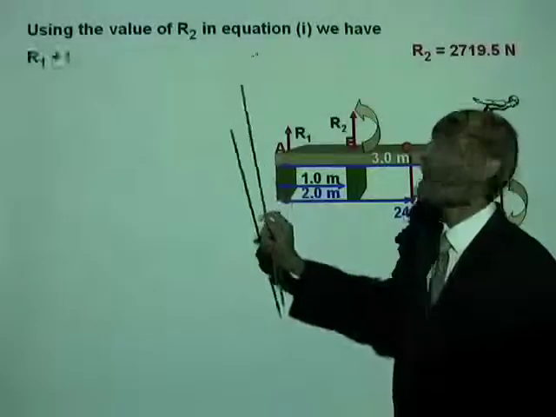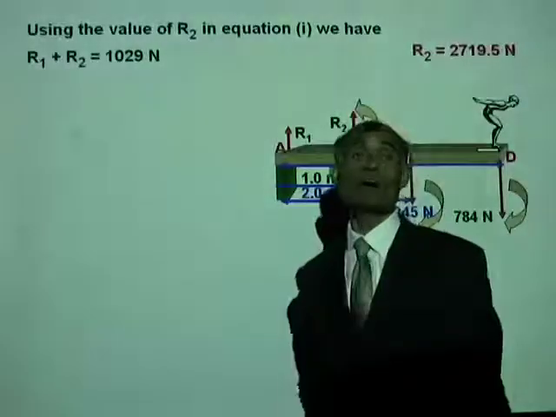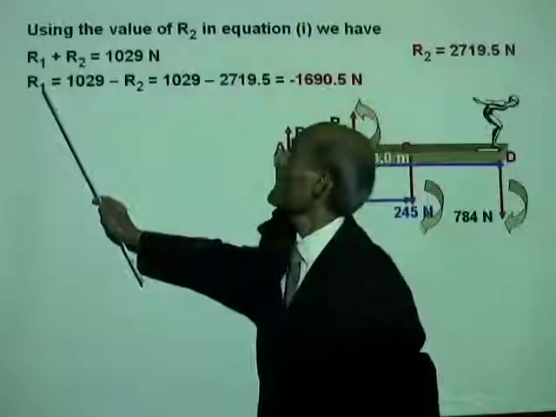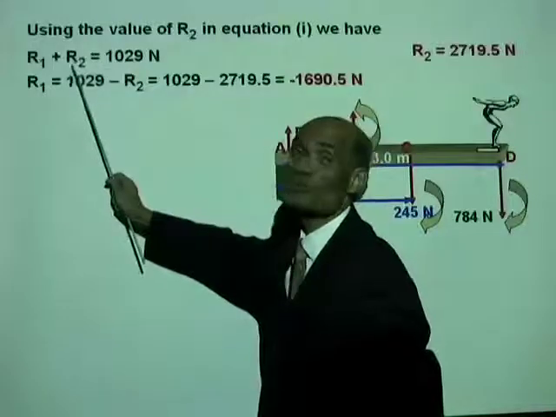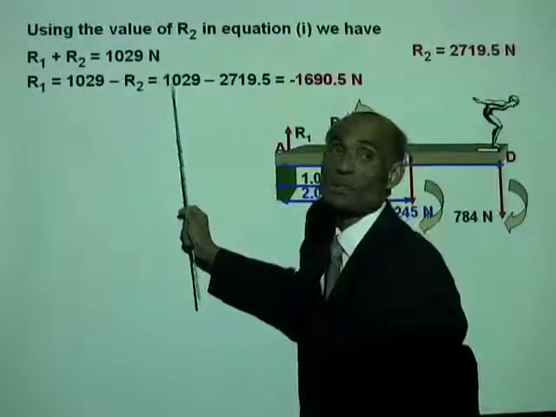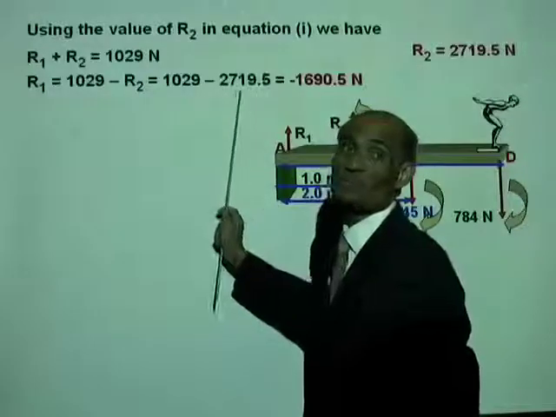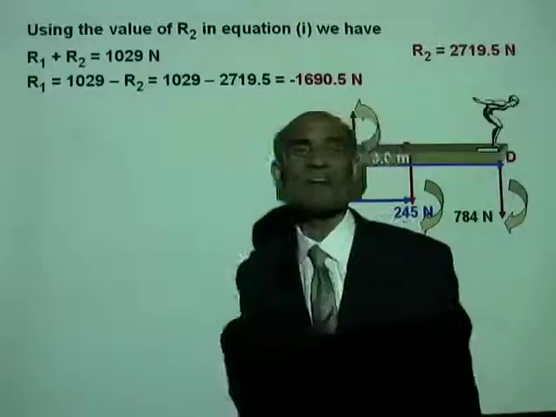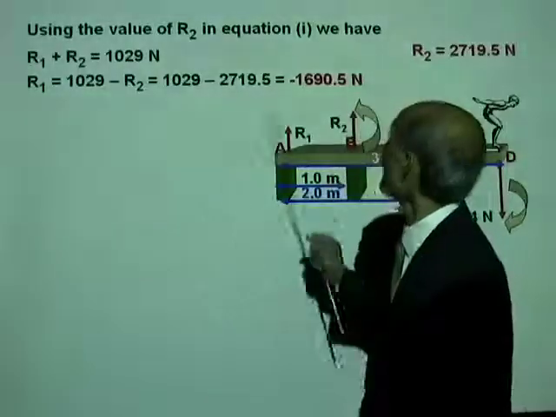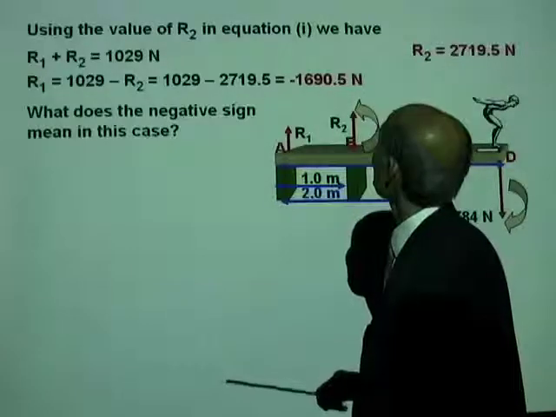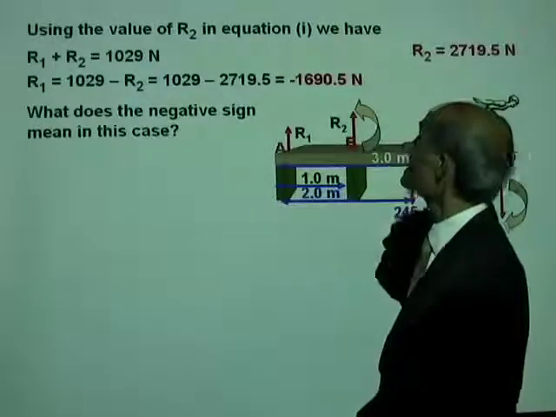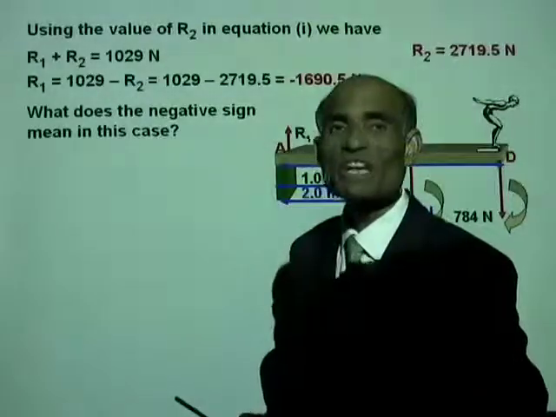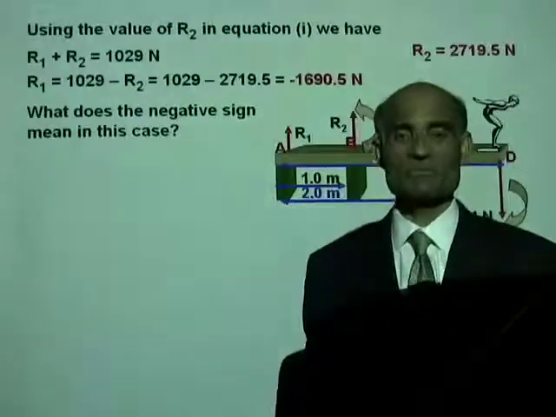Using the value of R2 in this equation, R1 plus R2 equal to 1029, we get R1 equal to 1029 minus R2, and that R2 is 2719.5, and that gives you a negative value for R1. R1 is negative 1690.5. Now, what does that mean? What does it indicate that R1 is negative?